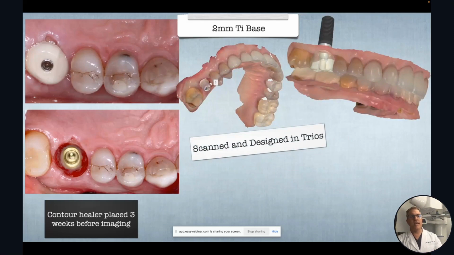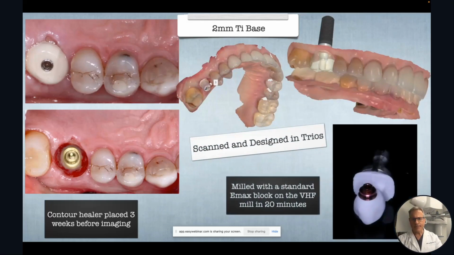So we designed, in this case here, a screw retained crown. I milled this in my dental office with a type of mill called a VHF Z4. Take a look at that beautiful tie base. And so that tie base is a 2 millimeter collar tie base, and it is concave. So the interface between the Emax restoration and the tie base is 2 millimeters above the implant platform.